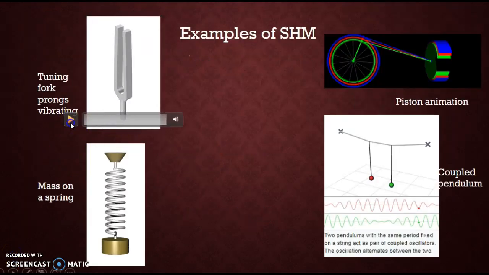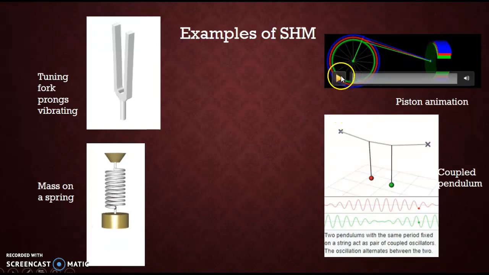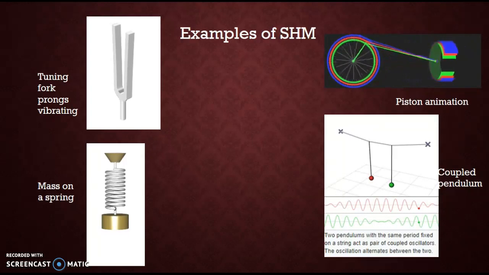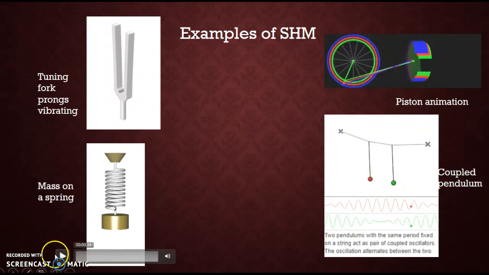Here are some examples of simple harmonic motion. This is obviously in very slow motion, but the prongs on a tuning fork vibrating could be one example. Another example would be the mass on a spring bobbing up and down. On the right here we have a piston animation. It's going in the same repetitive motion at regular intervals, and down the bottom here we've got coupled pendulums. That means 2 pendulums on a string, and we'll see that they've got the same period. We'll come back to that later.